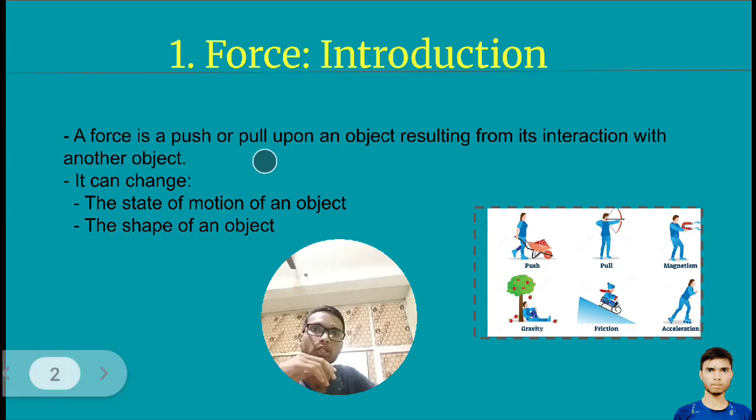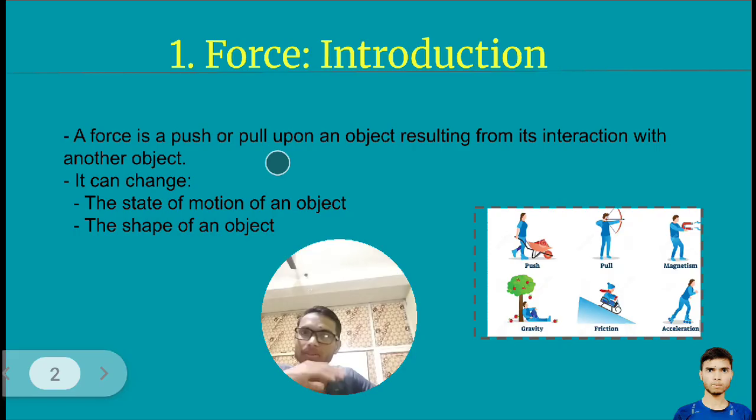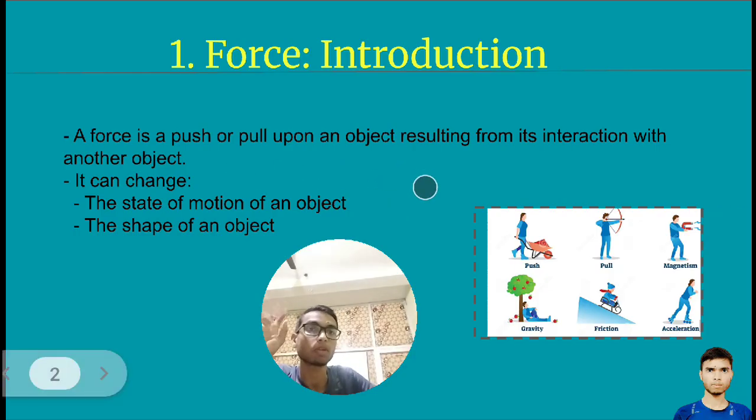Here, a force is just a push or pull upon an object resulting from its interaction with another object. Even I didn't understand this sentence, but just understand that a force is just a push or pull. It can be lifting, it can be moving an object. By applying force we can change the place of an object. By applying force we can change the shape of an object. If the object is flexible, then a flexible solid shape.